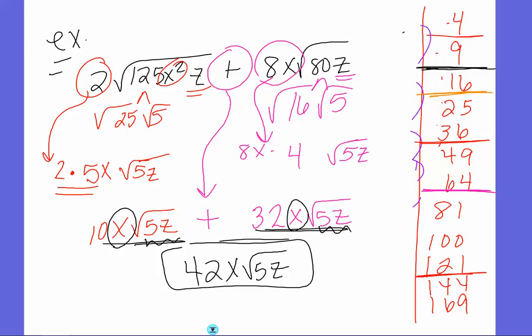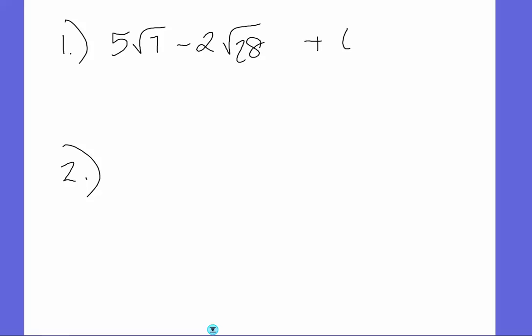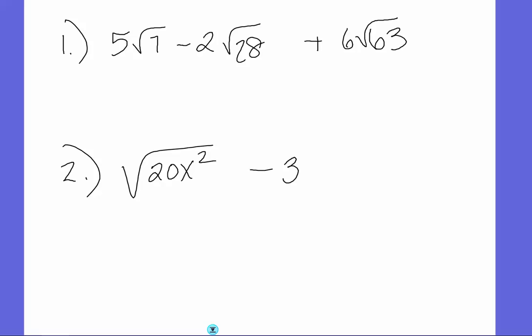Okay? So I'm going to give you 2 problems that I want you to try on your own. And when you finish, I want you to bring them to me so I can check them. So you're going to do these 2 problems. 5 rad 7 minus 2 rad 28 plus 6 rad 63. And you're going to do the square root of 20x squared minus 3x rad 5.